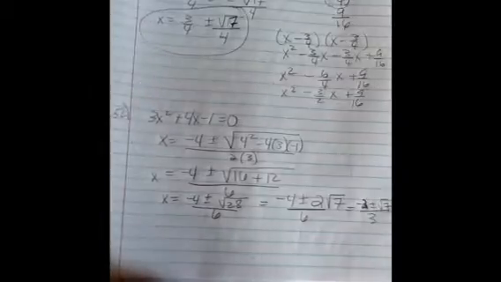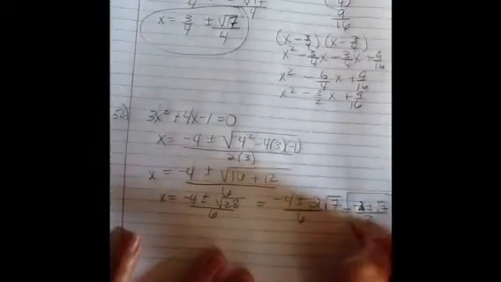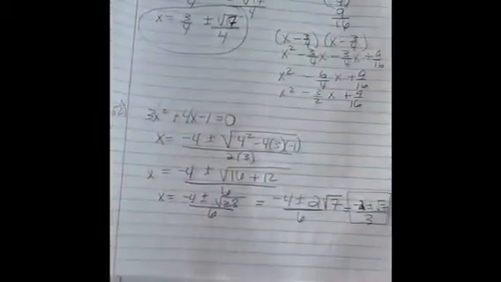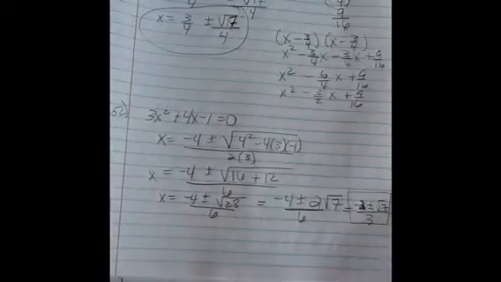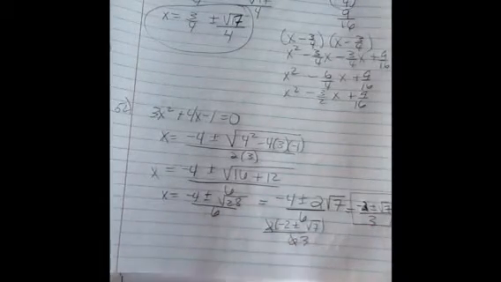Okay? Any questions on this? You should have the quadratic formula down pat. That's how we reduced it. We factored it out. Okay?